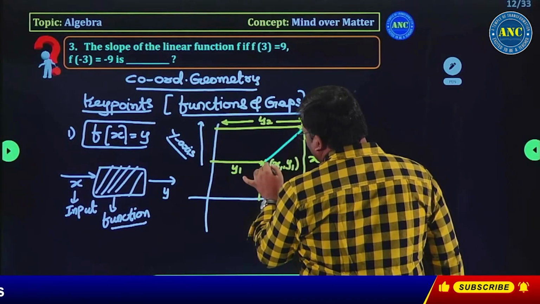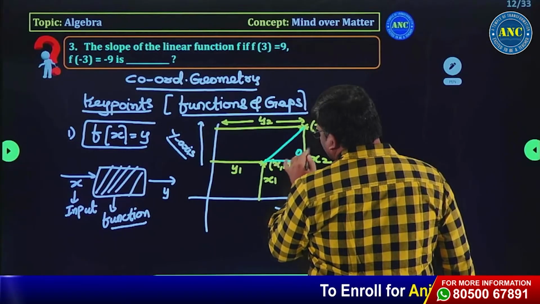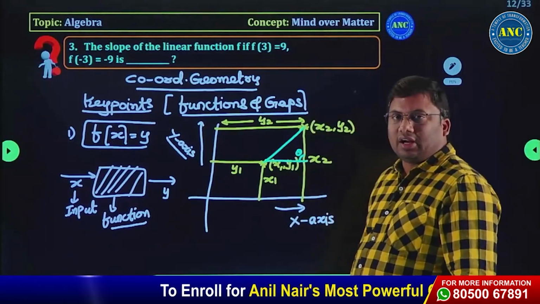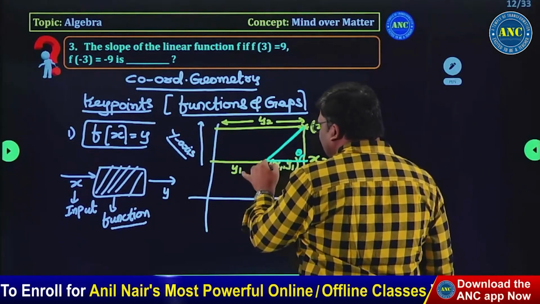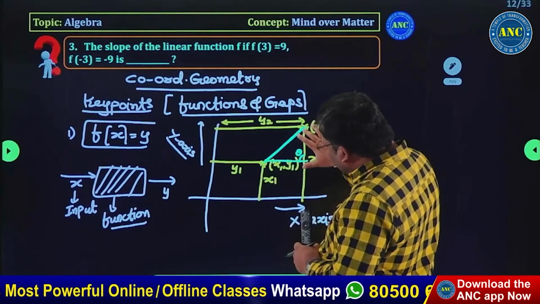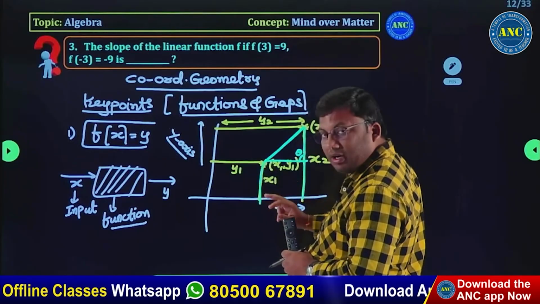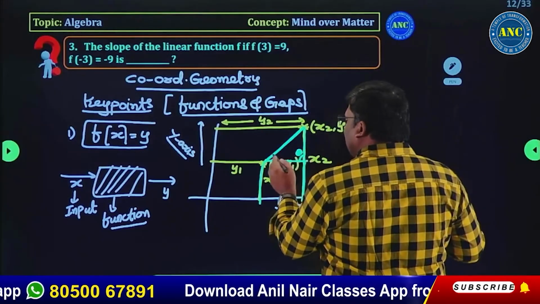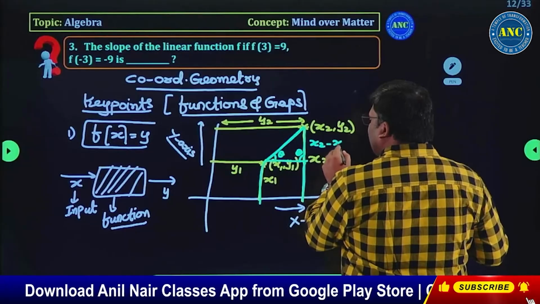Suppose I want tan theta, the slope of this line. Now if you see here, this entire length is x2 and this is x1. That means this also is x1. This theta I will write here. This is x2 minus x1.